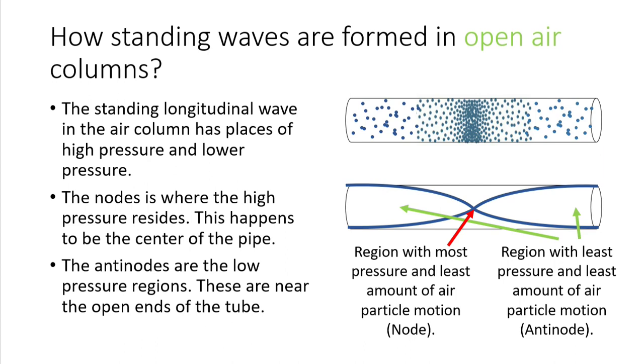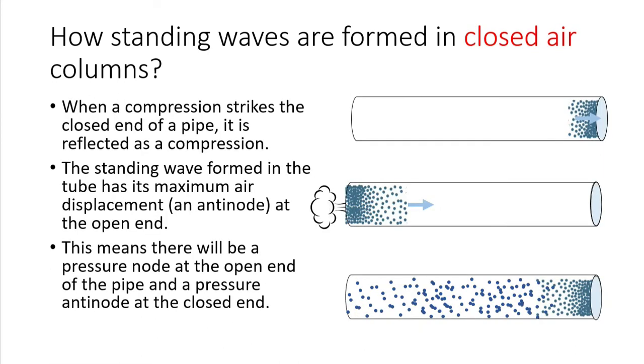Now this is a bit different in our closed air columns. Here you can see we've got our closed ends marked by the light blue. Once that wave enters the pipe, that compression phase that hits the closed end of the pipe doesn't get reflected back as a rarefaction. No, that one actually gets reflected back as a compression wave.